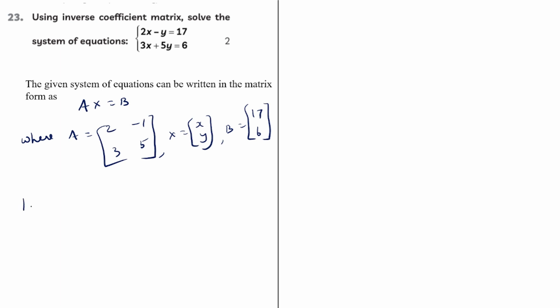So first let us find A inverse. So for that we have to see whether A inverse exists or not. Now determinant of A, it is 10 + 3, it is equal to 13. This is not equal to 0, implies A inverse exists.